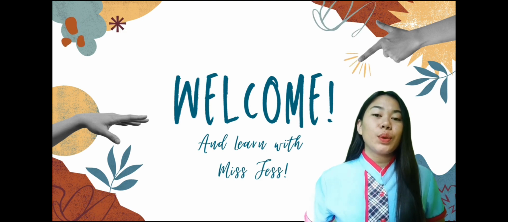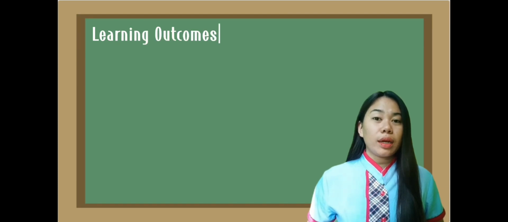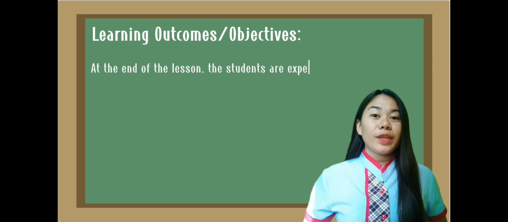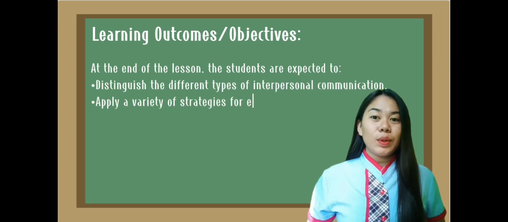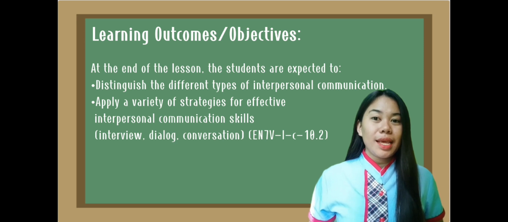Before we continue to our discussion, let us first have our learning outcomes or our learning objectives. At the end of the lesson, students are expected to distinguish the different types of interpersonal communication and apply a variety of strategies for effective interpersonal communication skills.